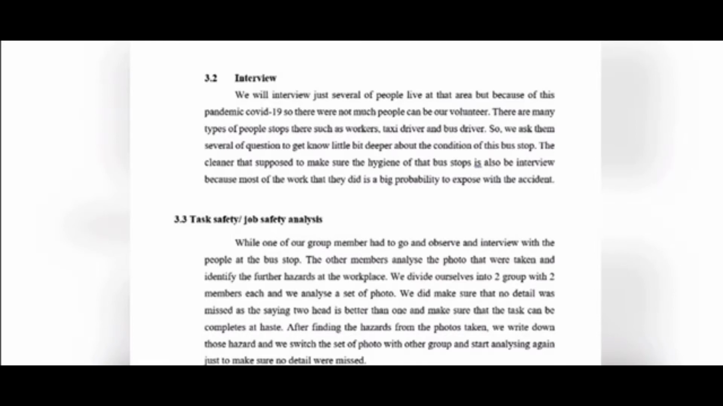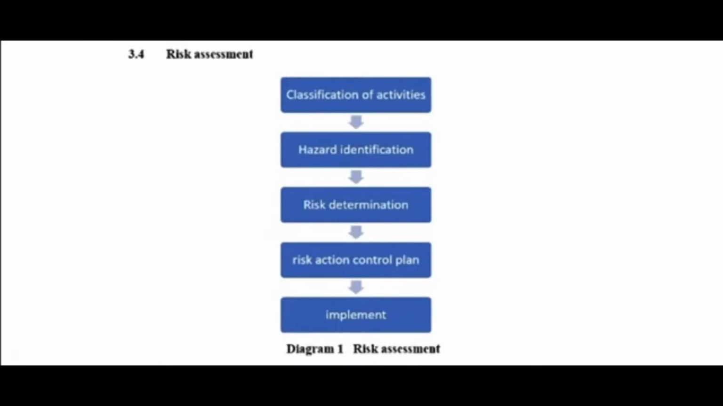After finding the hazards from the photos taken, we wrote down those hazards and switched the set of photos with the other group and started analyzing again just to make sure no details were missed. Other than that, the way that our group conducts the risk assessment is by following the hierarchy process, which can be observed in this diagram, which is classification of activities, hazard identification, risk determination, risk action control plan, and implementation.